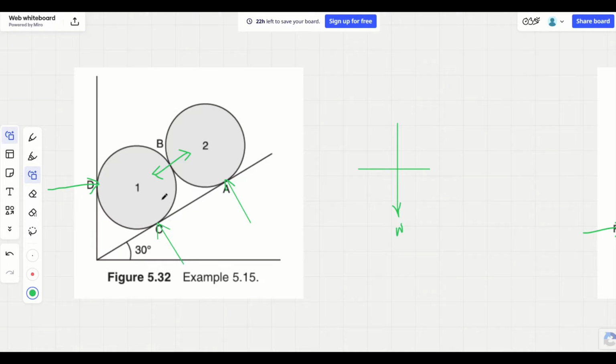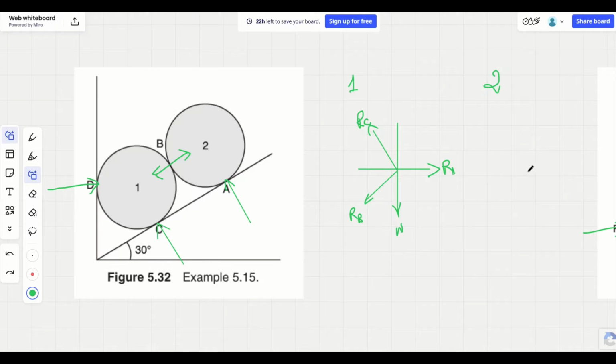For sphere 1, this one is acting in this direction, so it will come in this quadrant. This is reaction C, so this is RC. And this is moving exactly in the X direction, so this will be RD. And this one is RB.